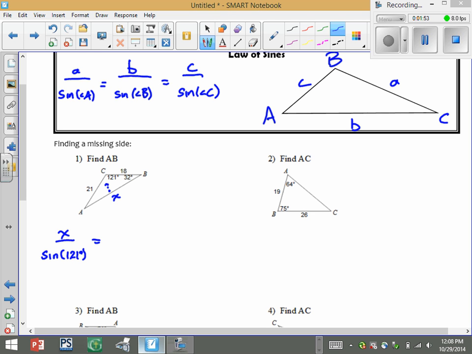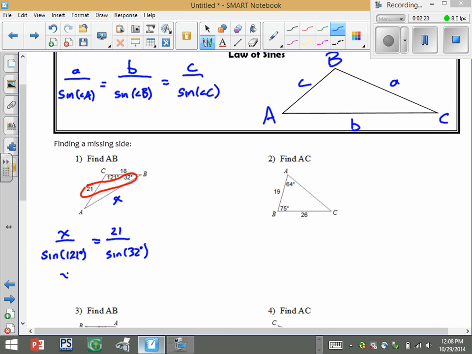Then the other piece that we have, 21 and angle 32, go together. Basically, we're just going to take the side and the angle that's across from it and make a ratio. In this case, it's 21 on top and then the sine of 32 degrees in the denominator. Make sure that our calculator is in degree mode, because we're still dealing with degrees.